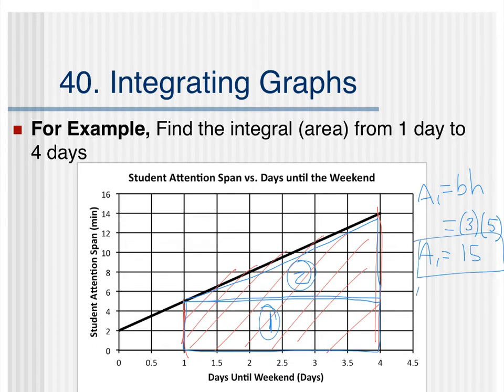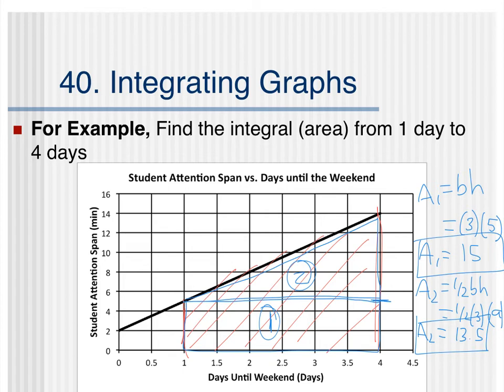Now I'm going to take a look at my triangle. The area for that is 1/2 base times height. So my base is also 3 from 1 all the way up to 4. My height is going to be from 5 up to 14, so that's a height of 9. Be careful, that height is not 14 because the triangle starts here at 5. And so I get the area 2 is going to be 13.5.